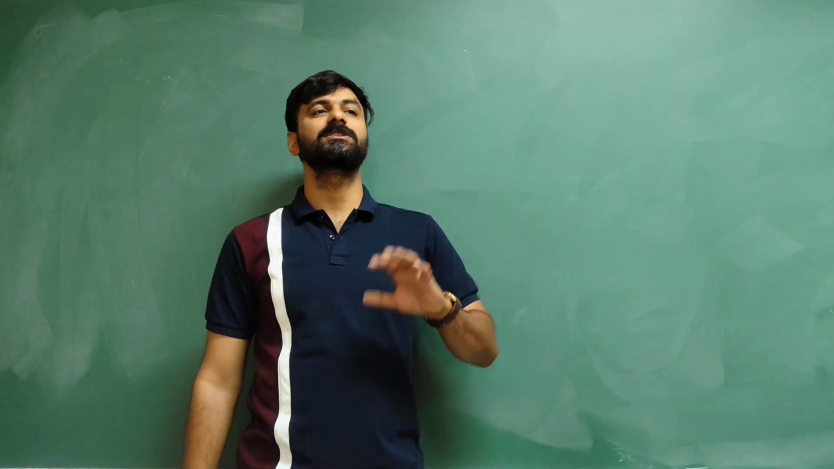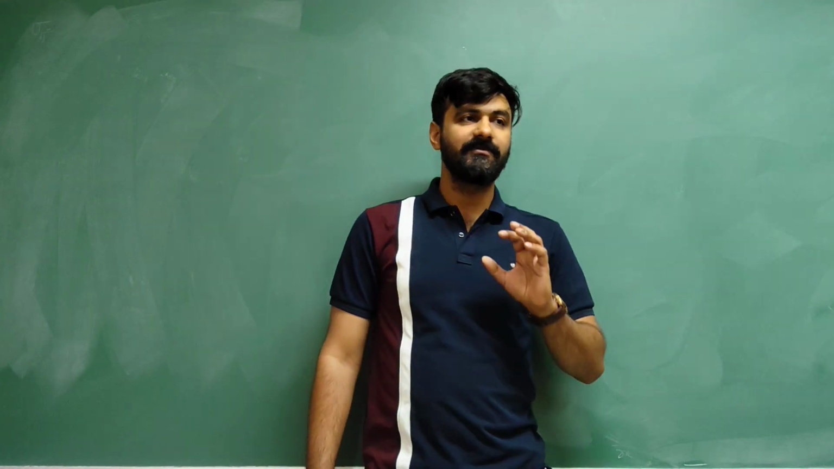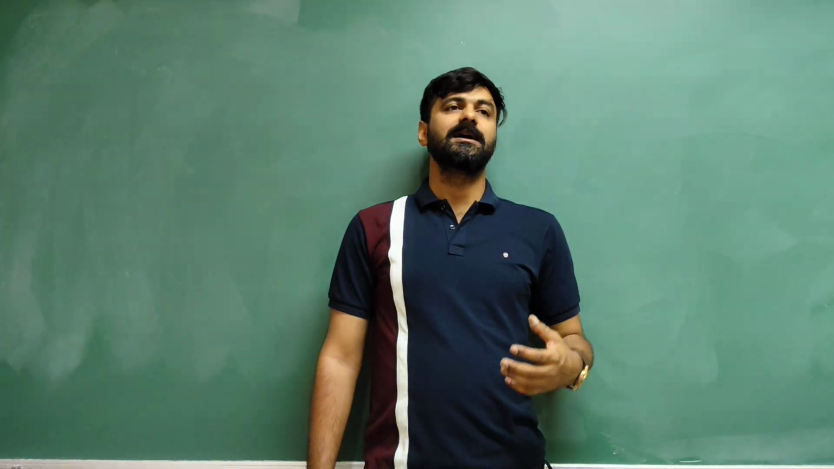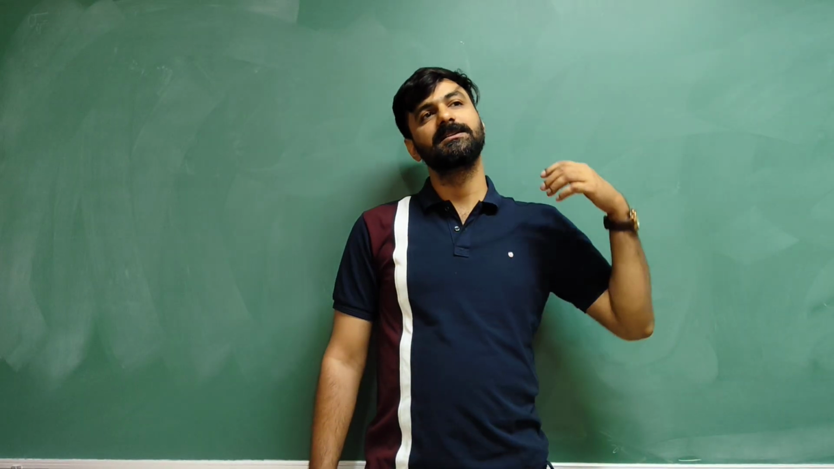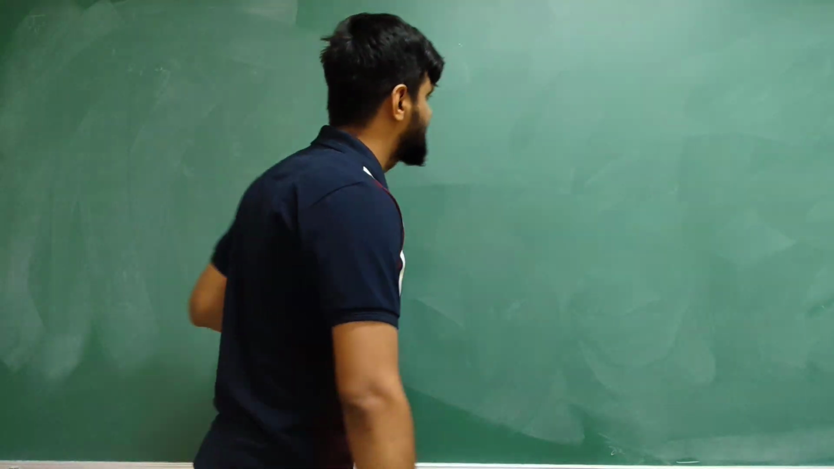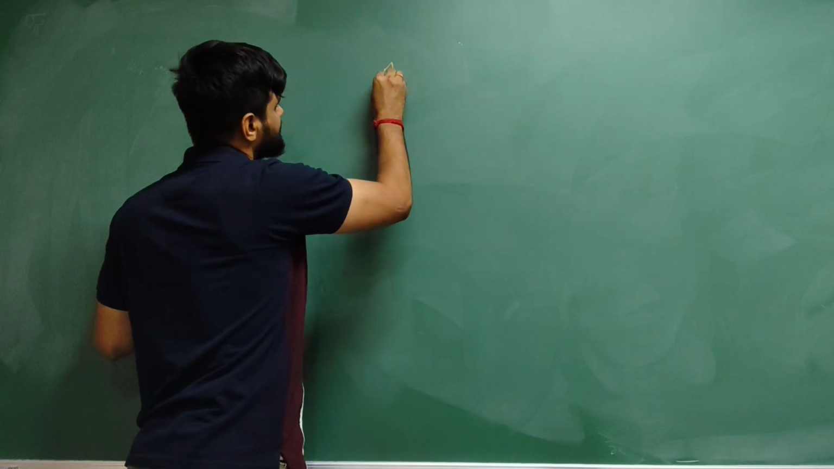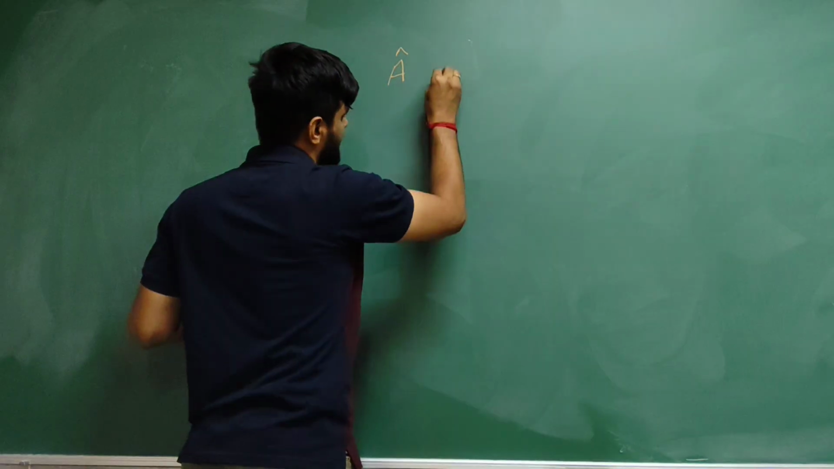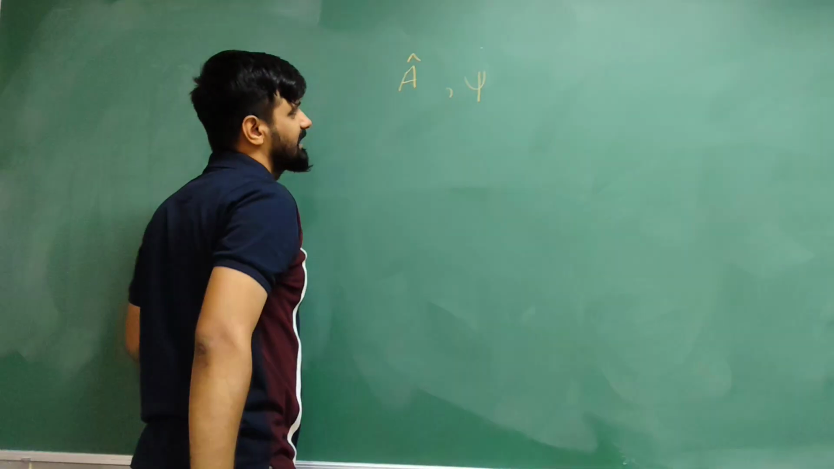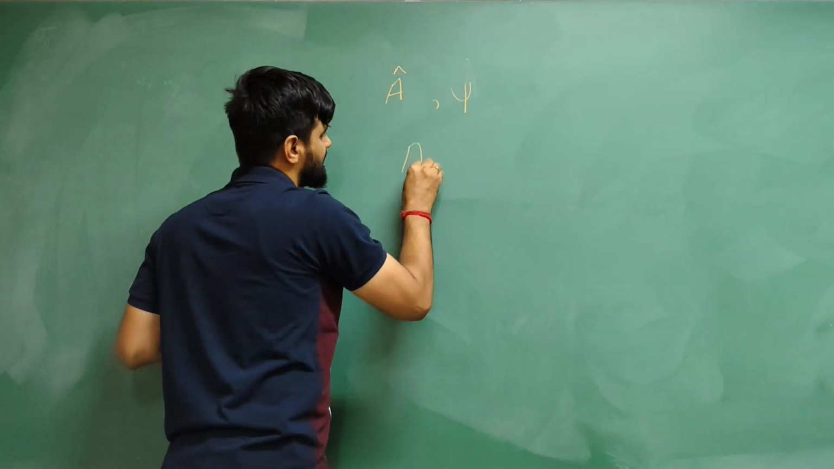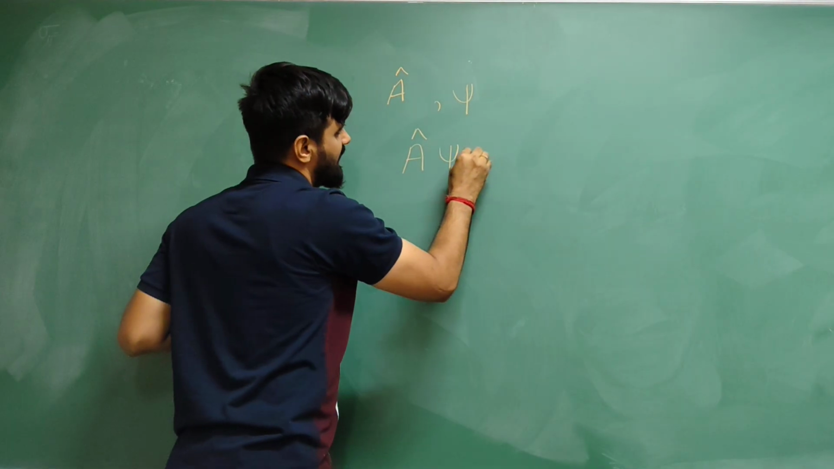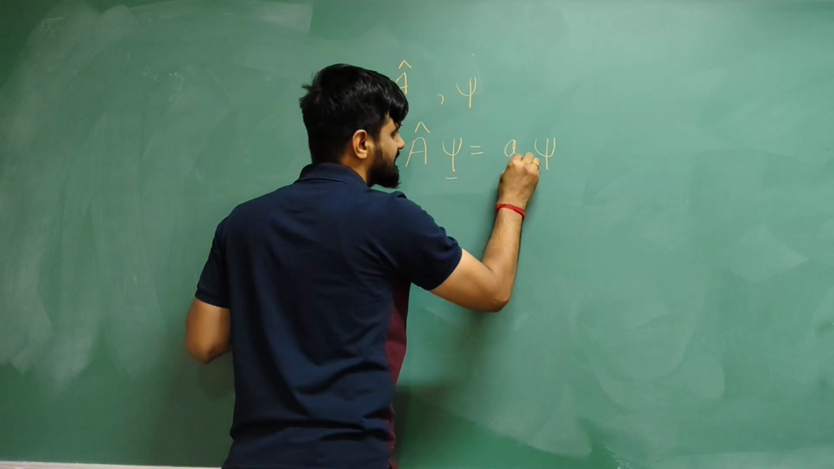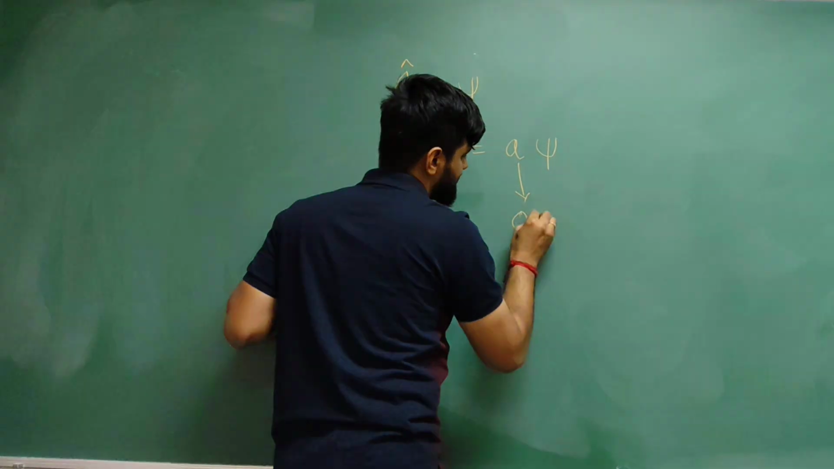First we need to understand the definition of the operator. An operator is just a mathematical expression that you apply over a function, and that gives you another function. So how does this work? Let's say you have an operator A, and you select a wave function psi. This operator will operate over psi, and that will give you the same function, but with a measurable property. Let's say this one is A, which I will call the observable.